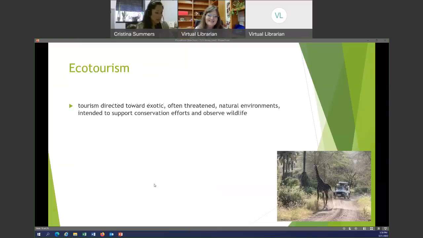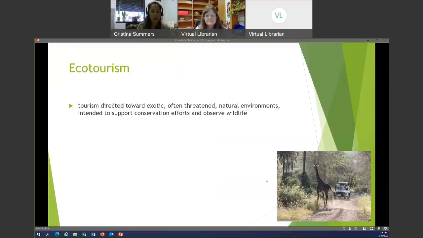I guess you could take it a step further, right? If you do recreate outdoors, some people can take up ecotourism. Kind of a definition here: usually toward exotic, usually threatened natural environments, intended to support conservation efforts and observe wildlife. So usually what comes to mind is a safari, like you see here. And it can get pretty expensive, but there are other forms of ecotourism.